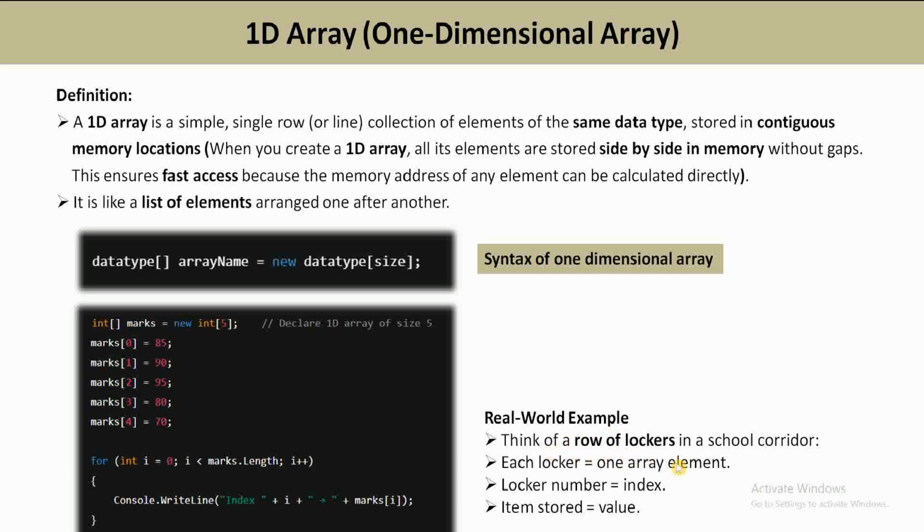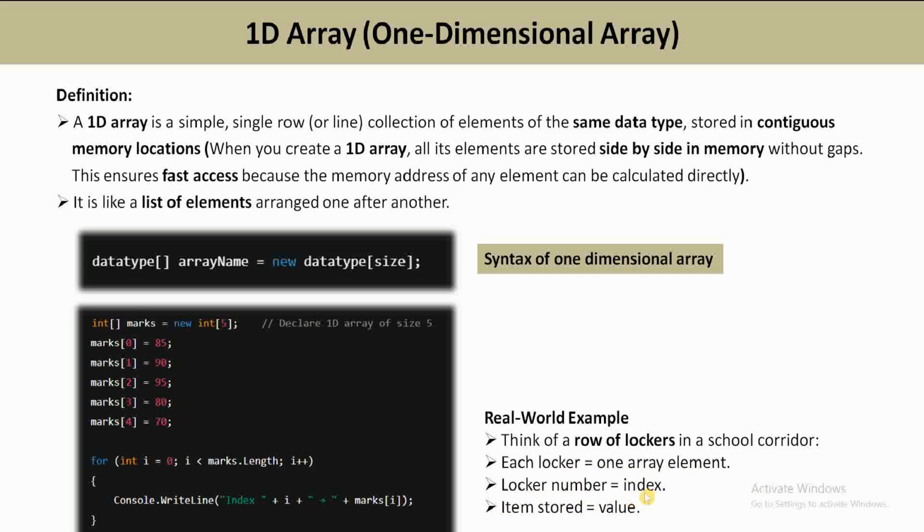Think of a row of lockers in a school corridor. Suppose there are some lockers in a school corridor and we want to access those lockers. So how can we access them? If we consider that as an array of elements, then how can we use it? Each locker we can consider as one array element, and one locker number we can consider as one index.